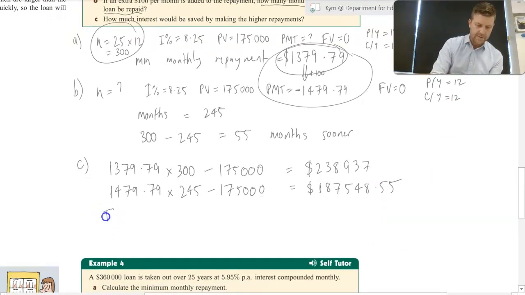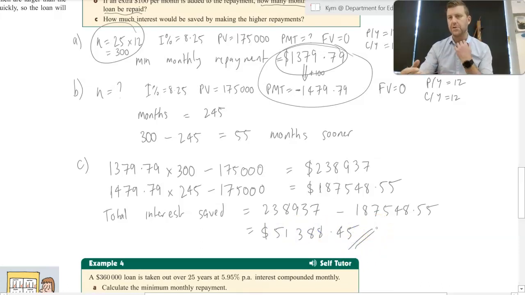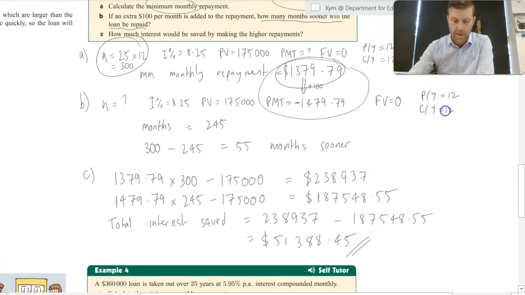So total interest saved will equal the $238,937 subtract the $187,548.55, which again I've worked out and calculated to be $51,388.45. So that's how much interest you would save by simply paying an extra $100 per month if you can afford it.